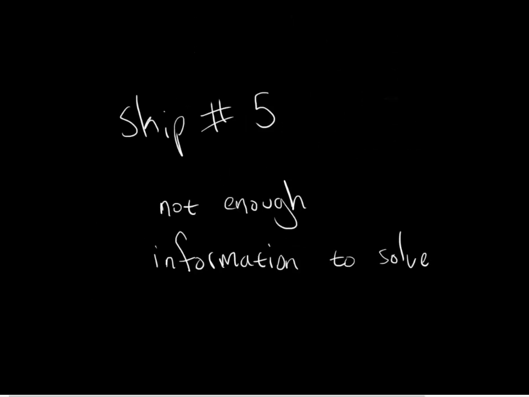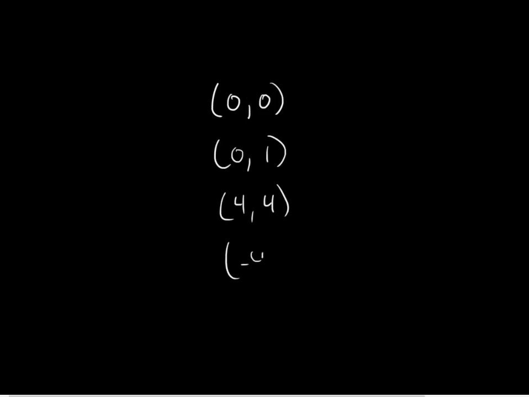There's not enough information in number 5 to find a solution, so you should skip that one. Number 6, an ordered pair that doesn't work is 0, 0. Anything inside the shaded region is a solution. Anything outside of the shaded region is not a solution. Those are all non-solutions right there.